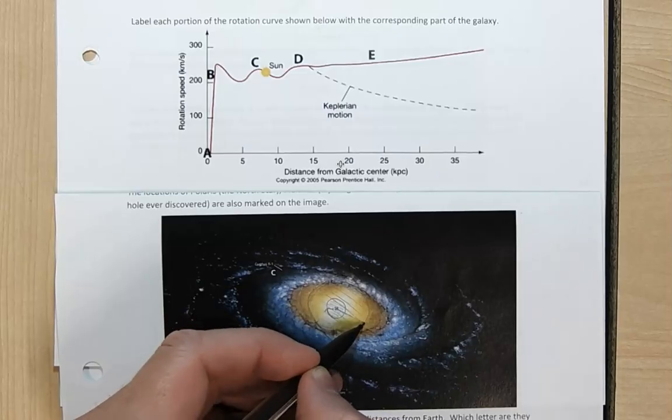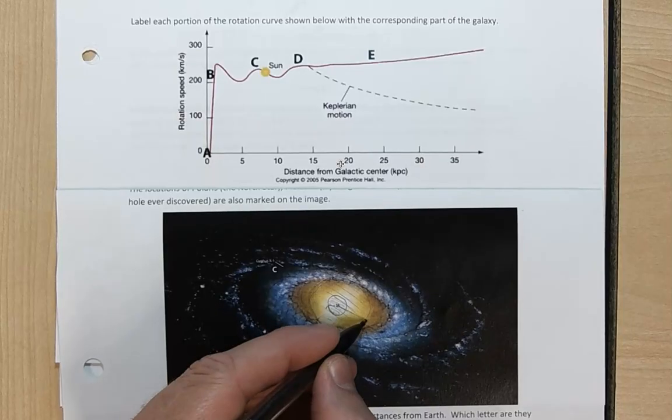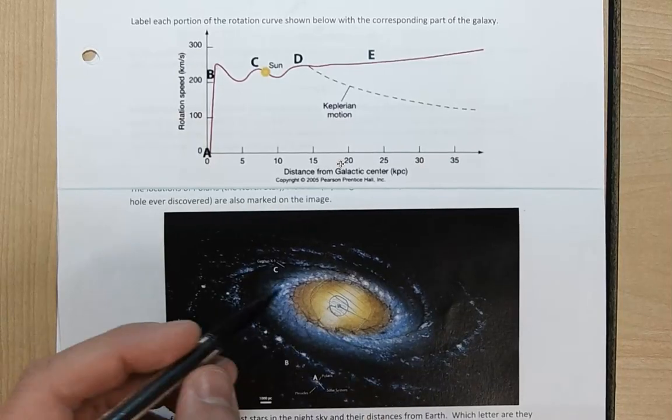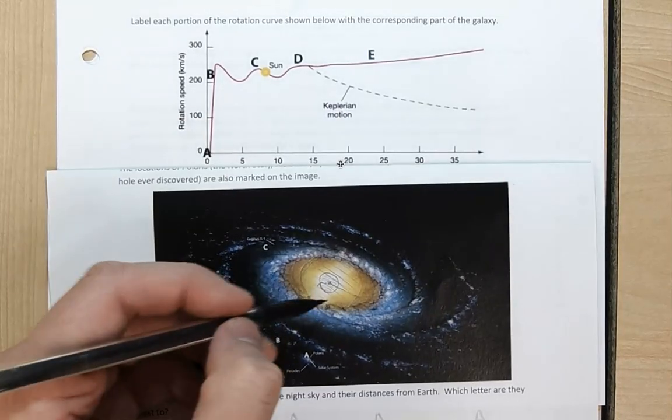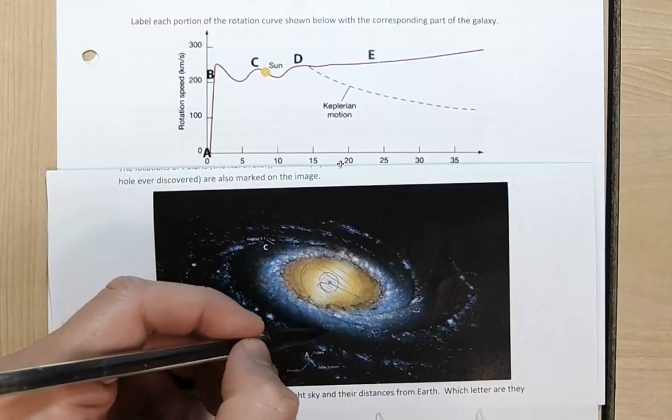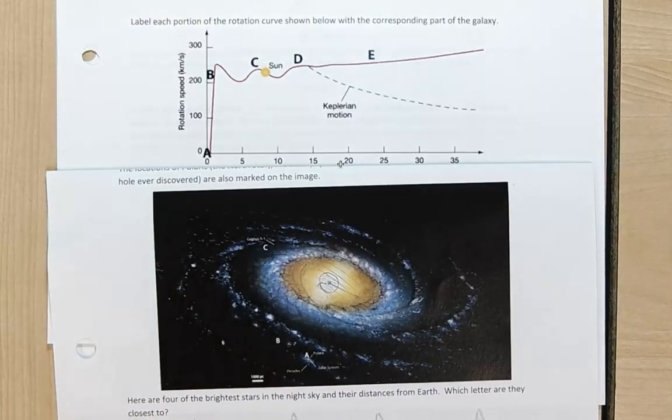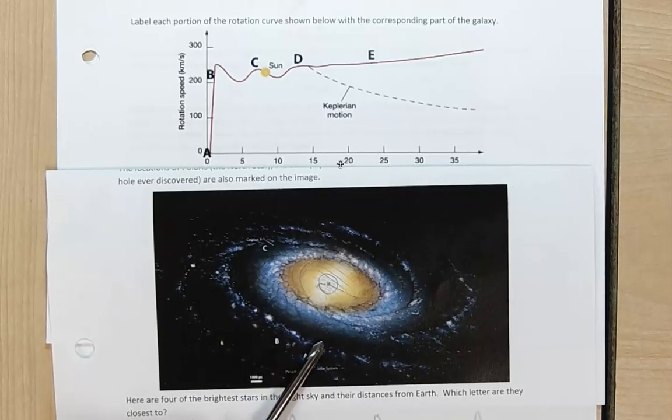So that's B right there. B is the edge of the central bulge. But then once you get out here, we go again, black on black. You know what? Here we go. I'm going to find a white pencil one of these days.